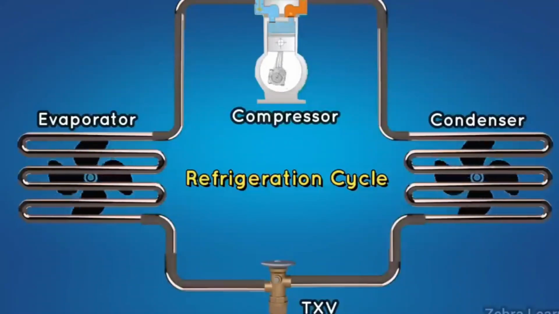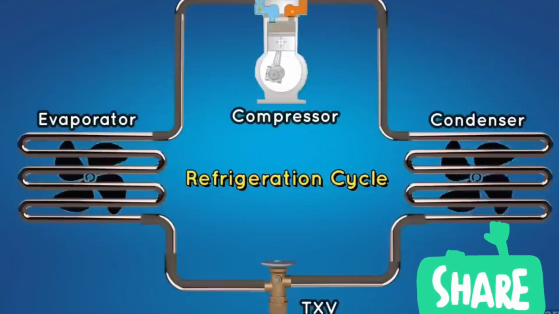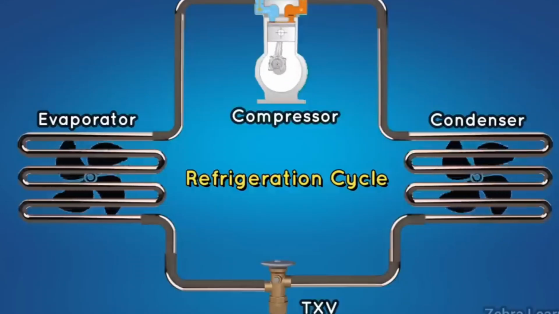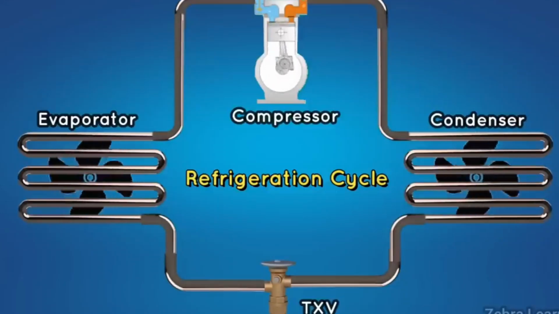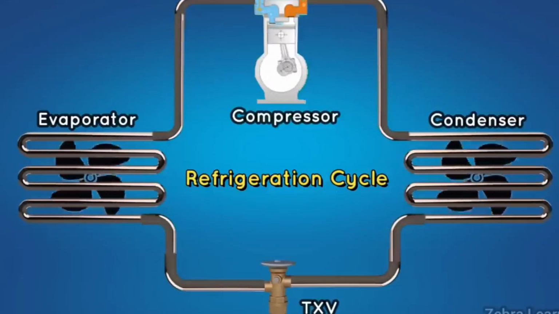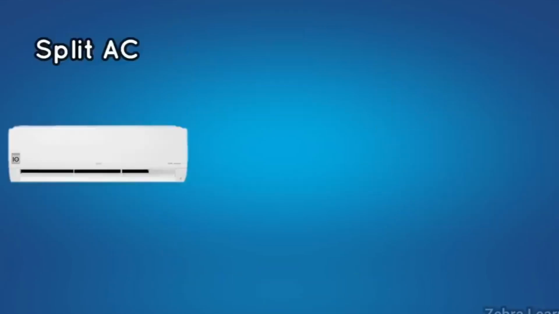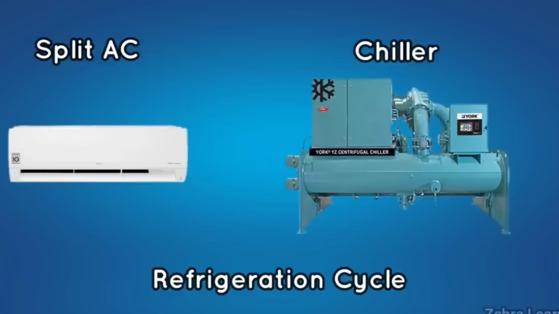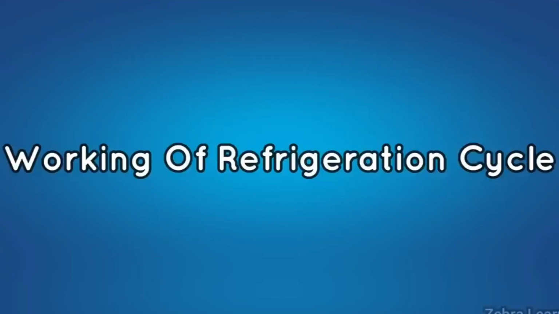In this video, we are going to learn clearly about the refrigeration cycle. There are many types of AC in HVAC, but any AC works based on this refrigeration cycle. From a small 1-ton AC to a big chiller, its basis is this refrigeration cycle. Now, let's clearly understand how it works.